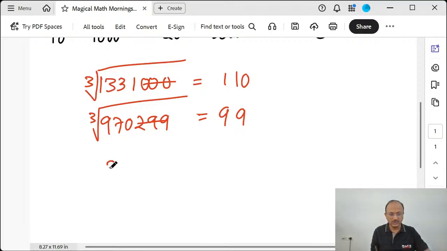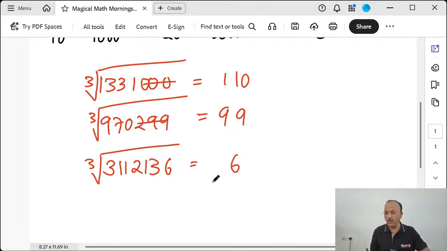Let's take 3112136. Now we should see what is the cube root of this. Last digit is 6. So it should end with 6. Correct? No? All other numbers 6 only except 2, 3. Then if you eliminate these two, 3112 should lie between which cubes? Oh, this is little difficult. Correct? No? For that we need to know 12 cube, 13 cube, 14 cube, 15 cube.